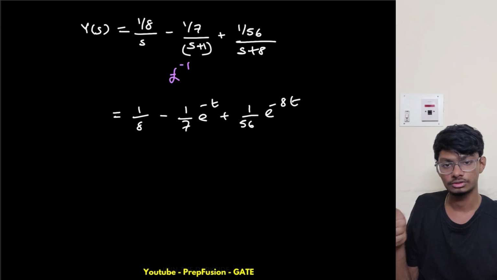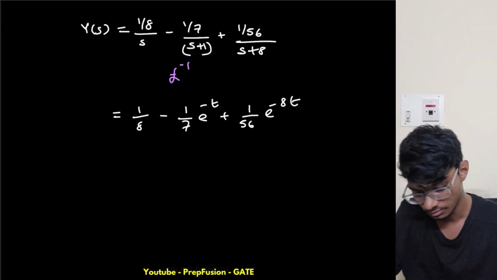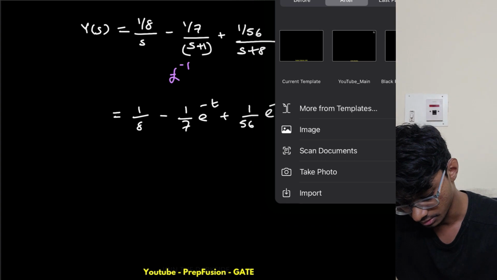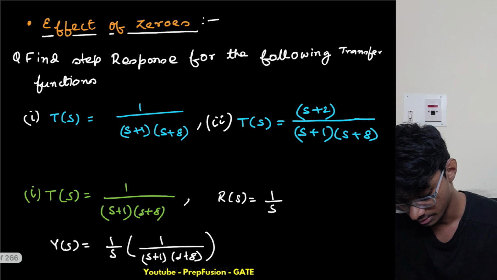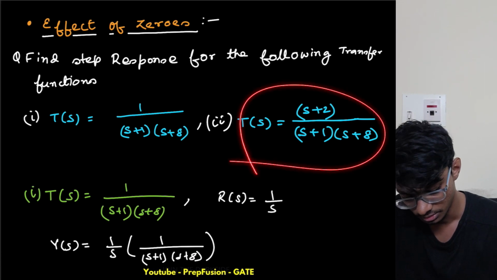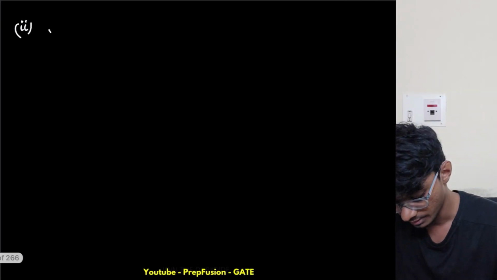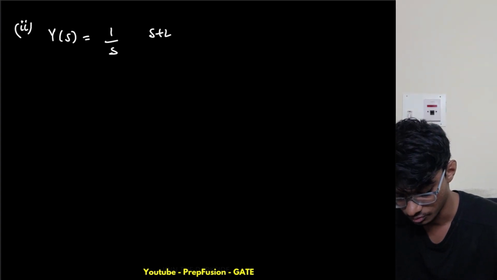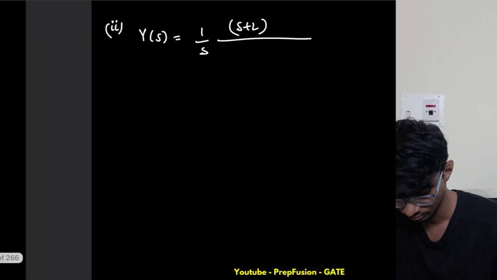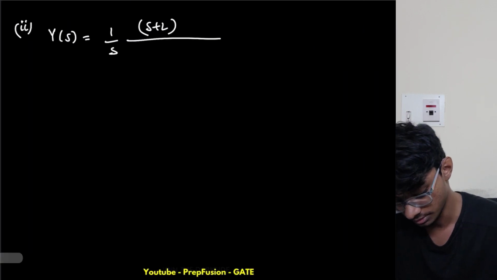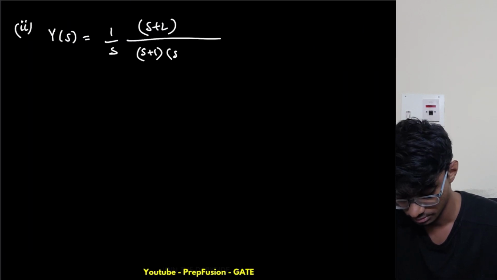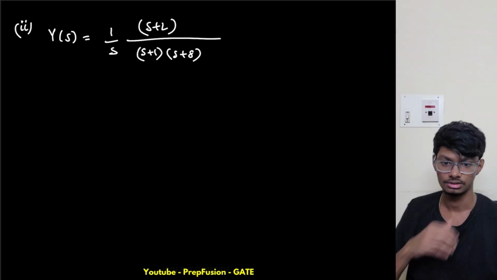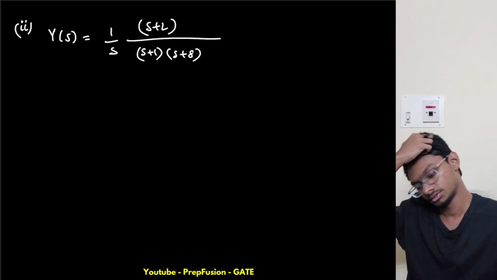Now I'll solve for the second one. I'll take another page actually. What is the second one? Second one is this one. So what will be my Y of s? The poles are same, just I have a zero at s plus 2, zero at s equals minus 2. So poles are same, s plus 1 into s plus 8. So this is my Y of s.